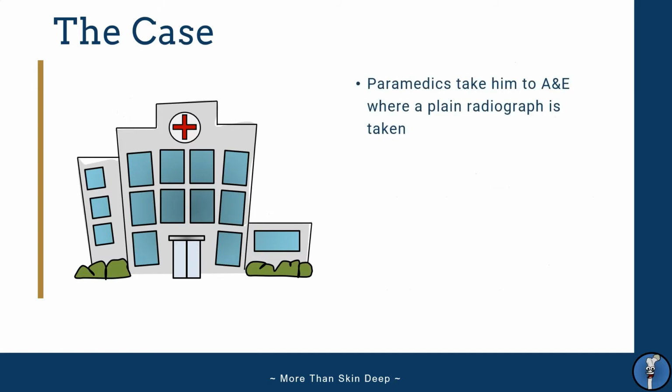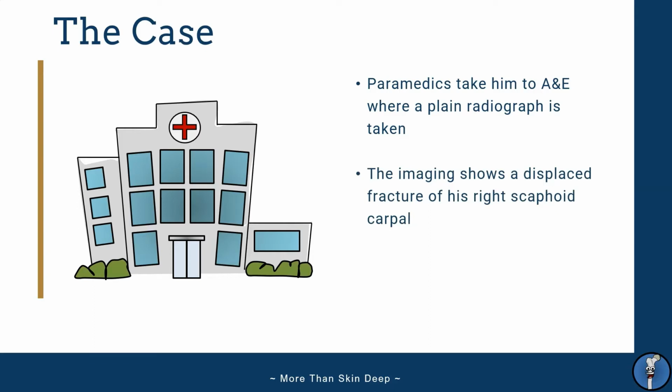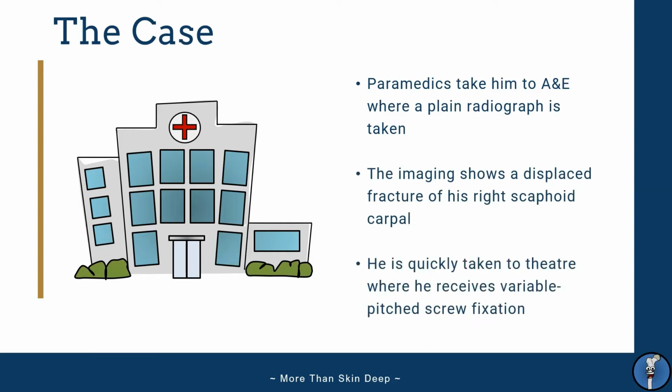The paramedics attending Tom take him to A&E, where he receives a plain radiograph. The imaging shows that there's a displaced fracture of his right scaphoid bone, so he's quickly taken to theatre, and he receives a variable pitch screw fixation.